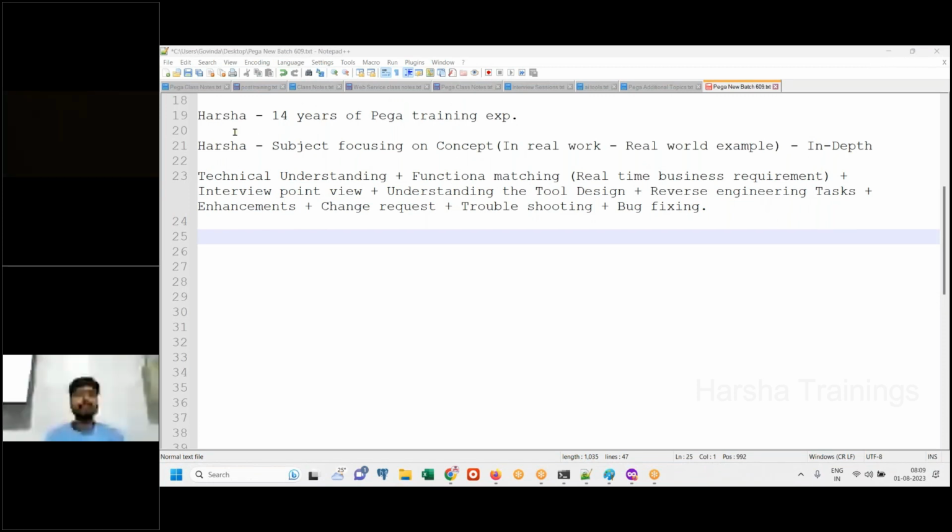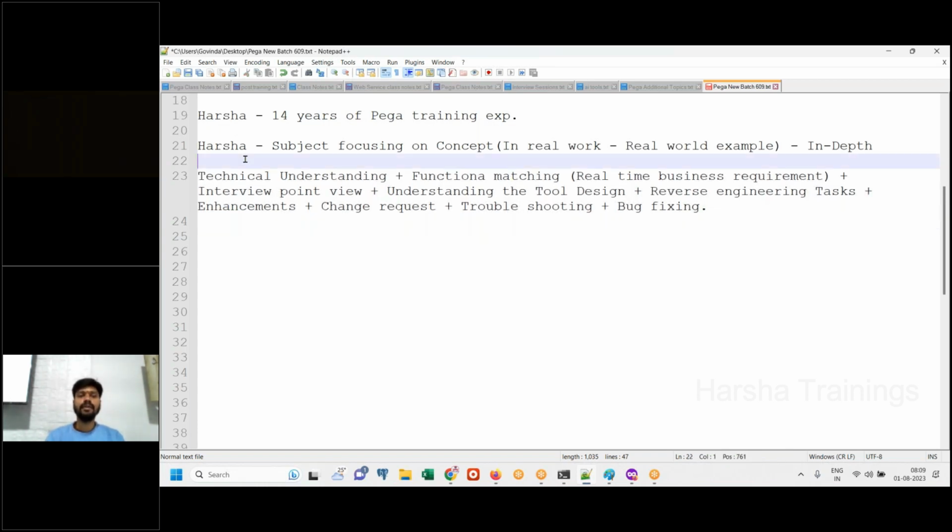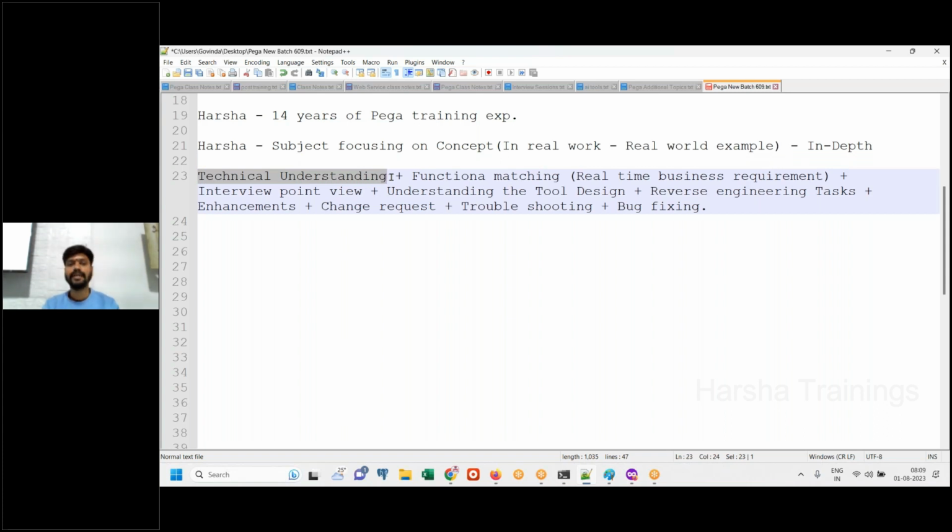Okay, so here we are going to start the demo session. When you are learning Pega, you are going to learn Pega in depth to understand the technical point of view, to know about the technical aspects, and also functional matching, how you learn it in the real world, how these technical aspects will help us to implement real world business requirements in reality.